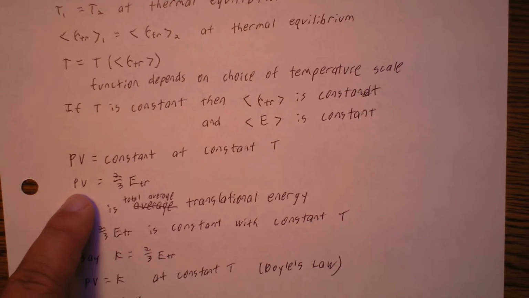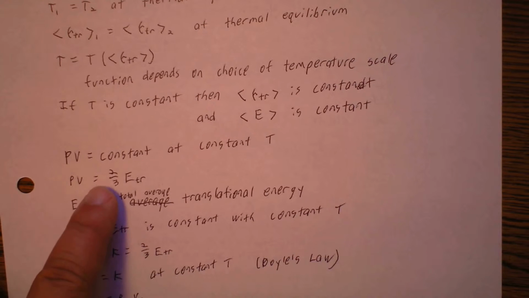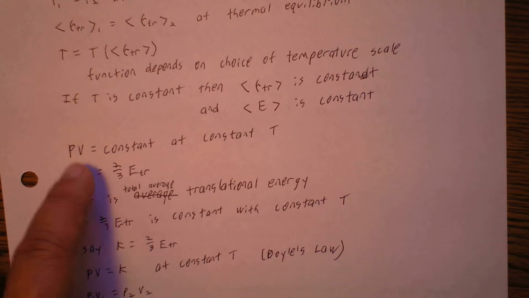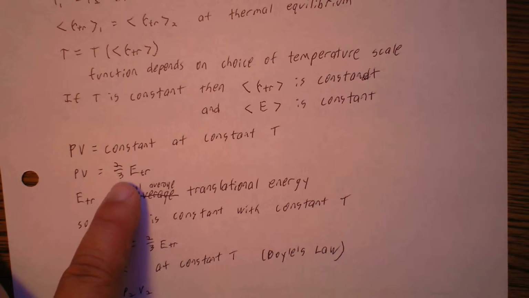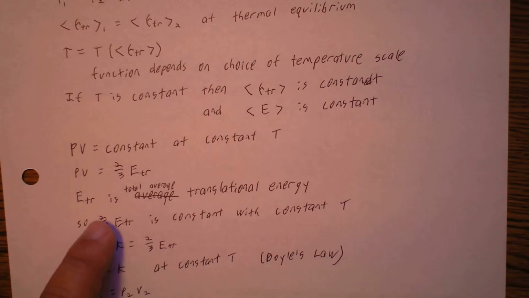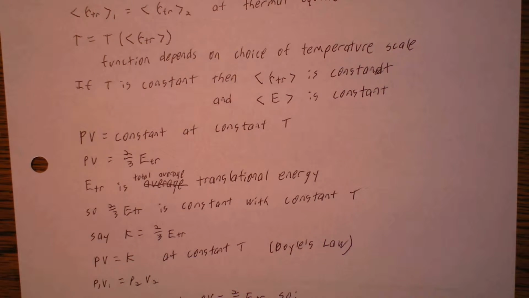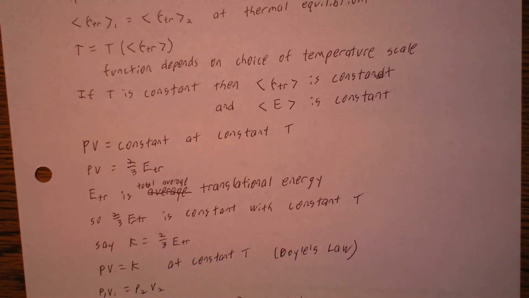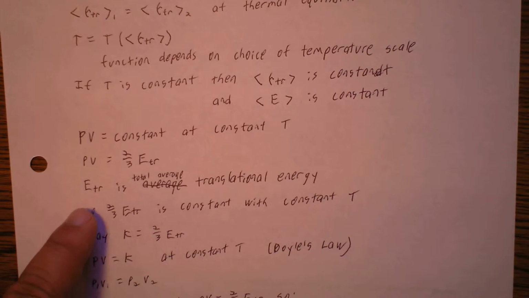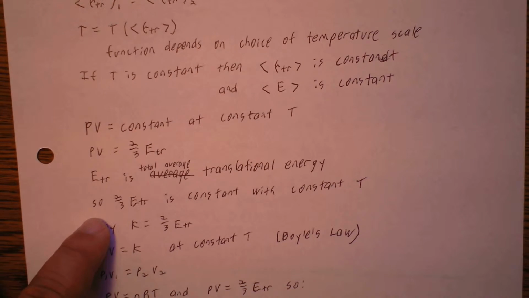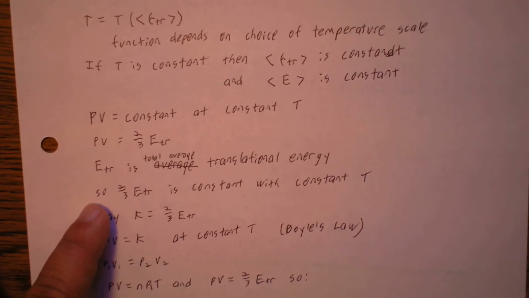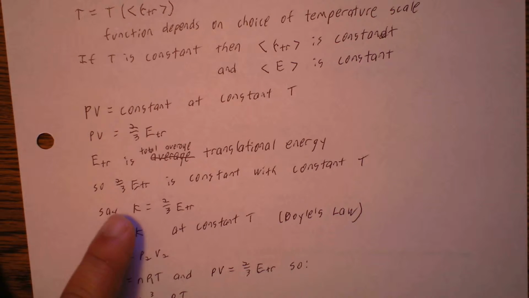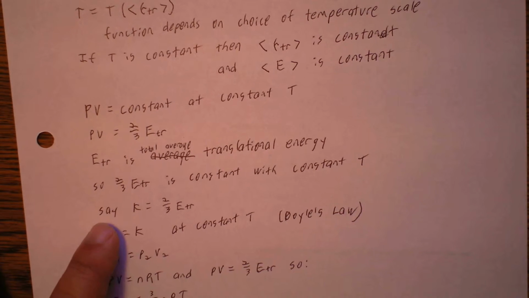Now we showed before, in the previous section, that PV, remember this is pressure times volume, is equal to 2/3 times the total energy of translation. So the energy of translation is the total average translational energy, I should say. So you get an average energy for each molecule and then add them all up. It's a sum or integral. So 2/3 times the energy of translation is constant as long as you have constant temperature.